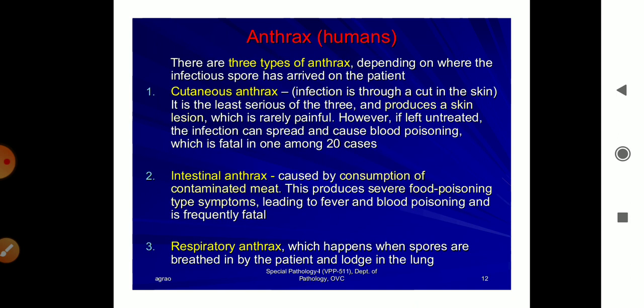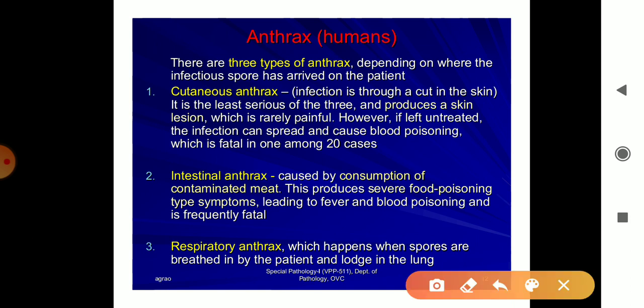Anthrax is a zoonotic disease, so the jumping of the disease from animals to humans is not new, it is an old phenomenon. Three types of anthrax are generally found in human beings. First of all is cutaneous anthrax, which is the most common, it might be around 70%. It produces an edematous swelling inside the subcutaneous tissue, and that is cutaneous anthrax.